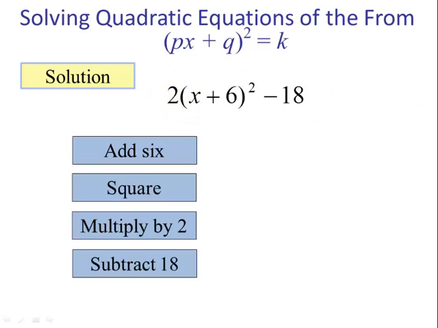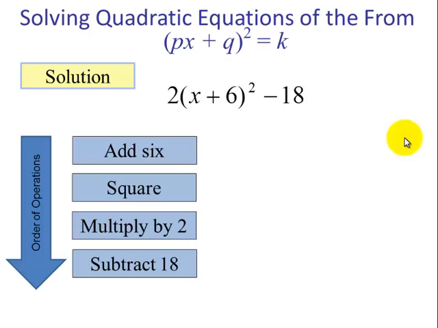And then our last step is to subtract, because the order of operations says the last thing you do is addition or subtraction. So this is the order of operations: parentheses, exponents, multiplication or division, addition or subtraction. Now when you're solving an equation, you follow the order of operations in reverse.